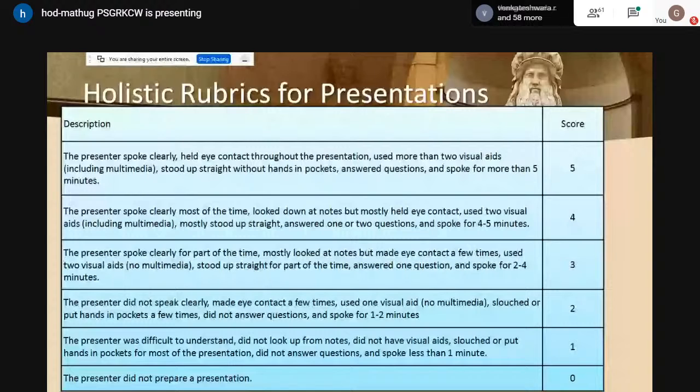This is the last case. The presenter did not prepare for a presentation at all. Then I am going to give him only a 0 score.